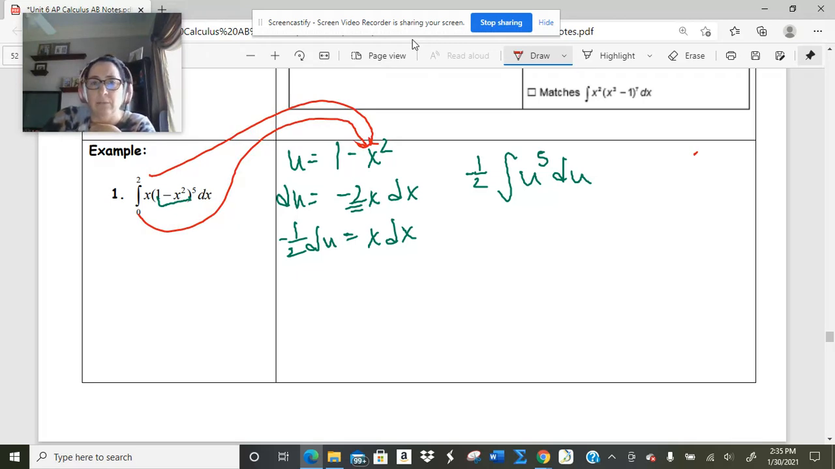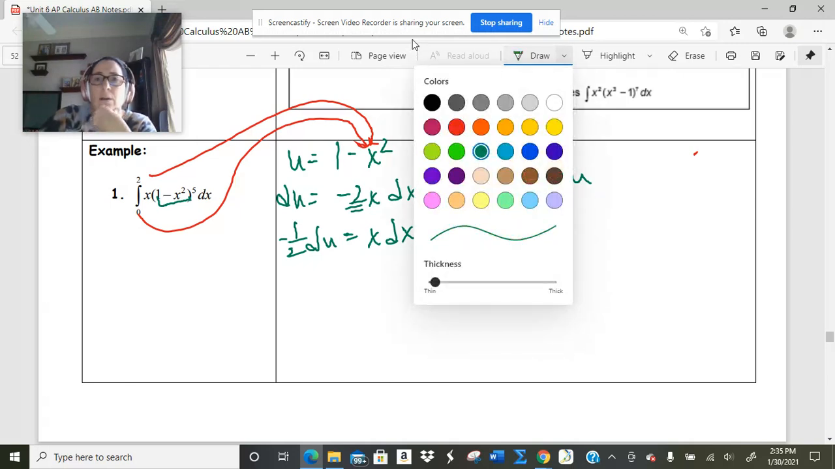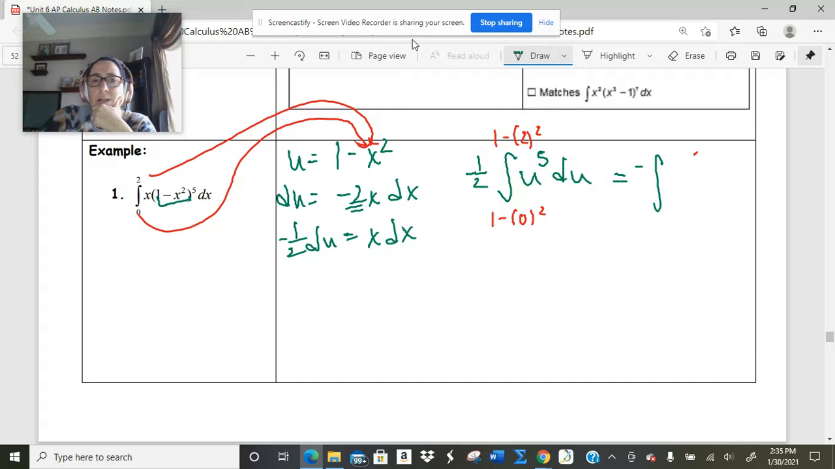So when I plug in a 0, this would be 1 minus 0 squared. And when I plug in a 2, this would be 1 minus 2 squared. So this is negative 1/2, 1 to negative 3 of u to the 5th du. Now I can see that the bounds are clearly out of order, so I can flip them. Plus, that's a bonus because then it gets rid of that negative, because I have to negate when I flip, but a double negative is a positive. Sweet.